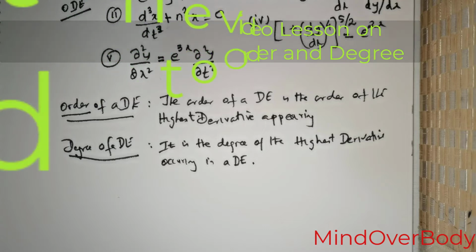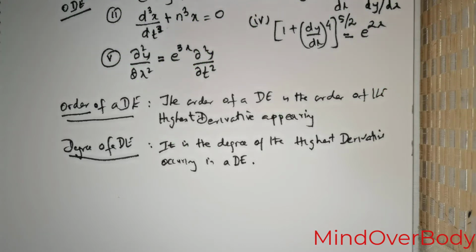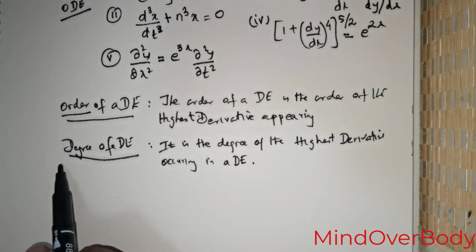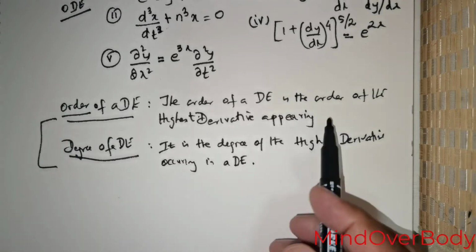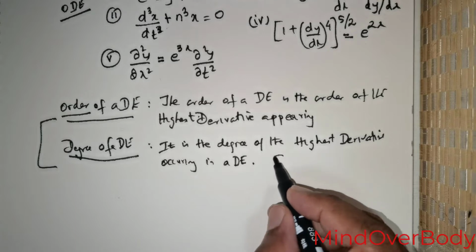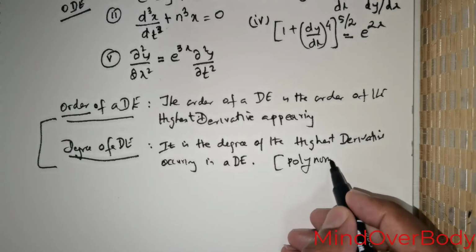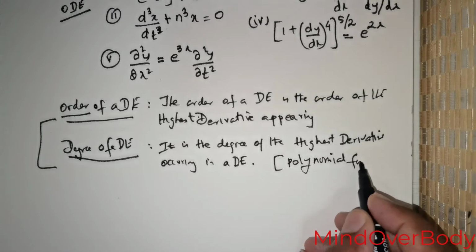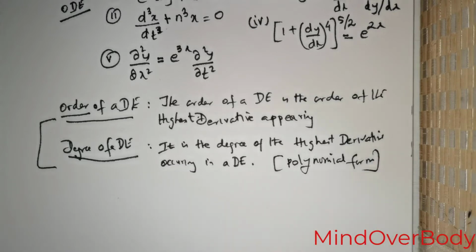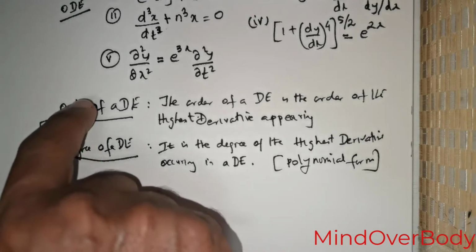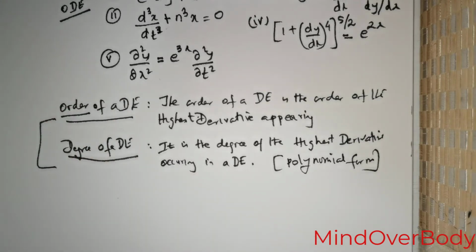And you will have to understand that whenever we are trying to find the order and the degree, we will have to expand them or represent them in polynomial form. And after representing them in polynomial form, it is then that we will be in a position to find out the order and the degree.